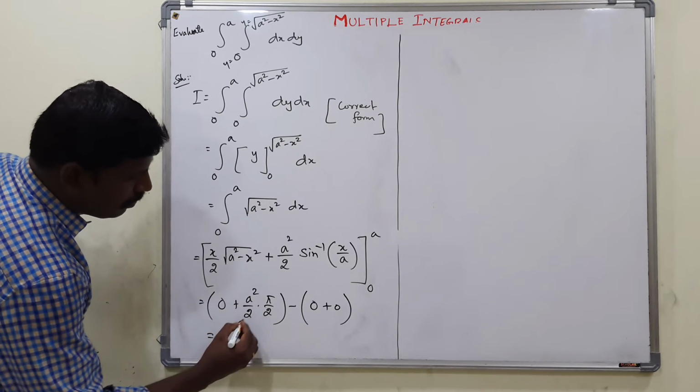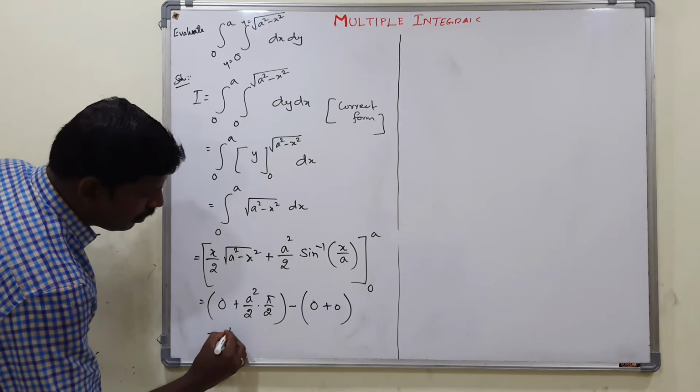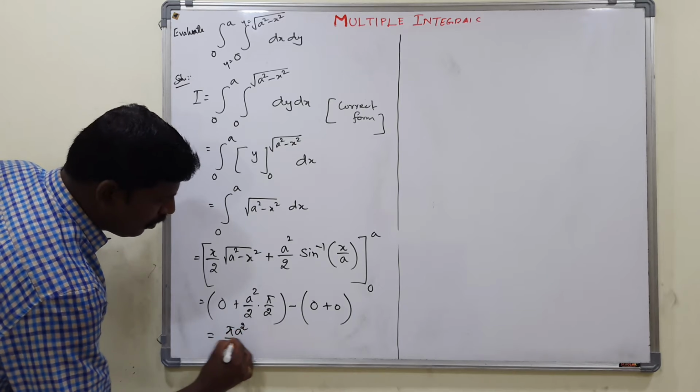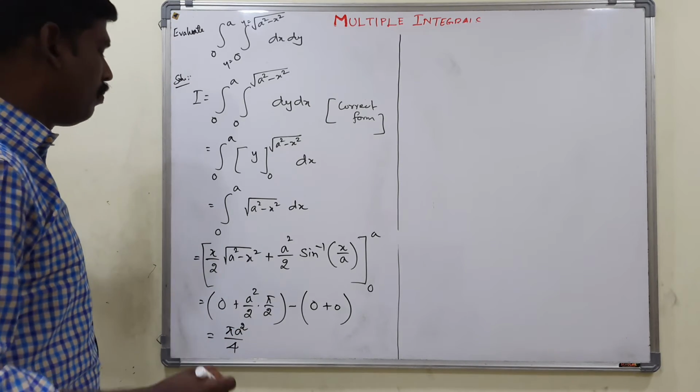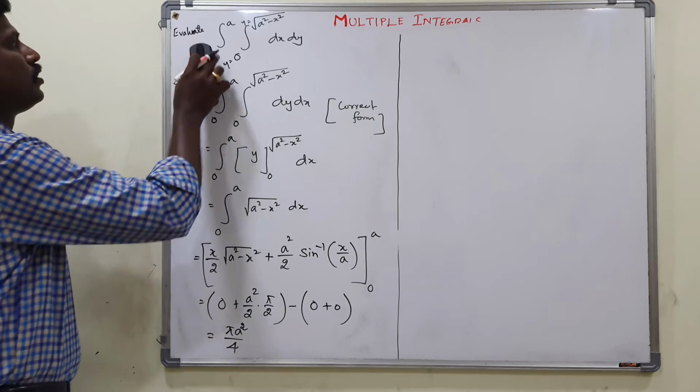So multiply this 2 into 2, 4 pi. A square by 4 is the answer for the problem. That's all. Very easiest one. Next one.